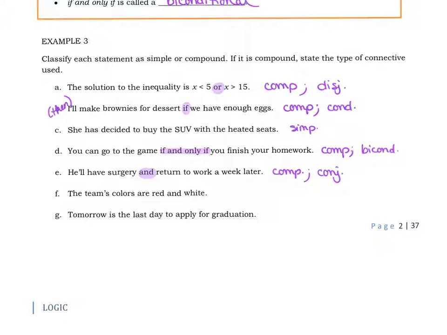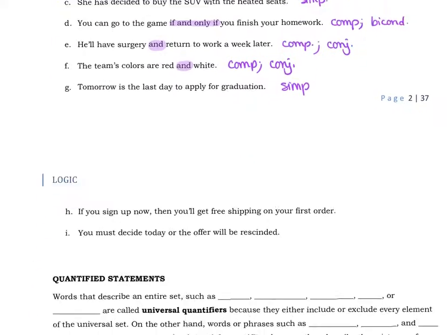The team's colors are red and white. Compound or simple? Is there one idea there or two? There are two ideas there: team colors red, team colors white. And it takes that and in the middle to join them together. So just like the last one, this is a compound statement that also is a conjunction. Tomorrow is the last day to apply for graduation. Simple or compound? One idea here, simple statement. There's not more than one in there. The last day to apply, period.